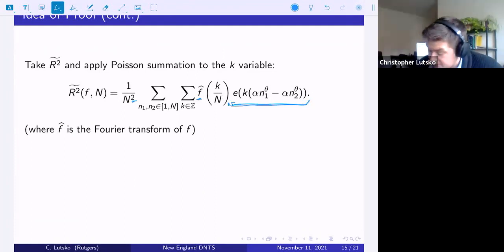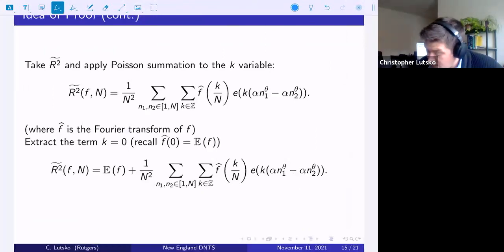Okay, so we've applied Poisson summation. Now we're going to pull out the term k equals 0. So here I should have this condition. And if you look at k equals 0, you get f hat of 0, which is exactly the expectation of f. So we've pulled out one of our main terms, and our goal is to show that this thing converges to f of 0 plus an error, which goes to 0.